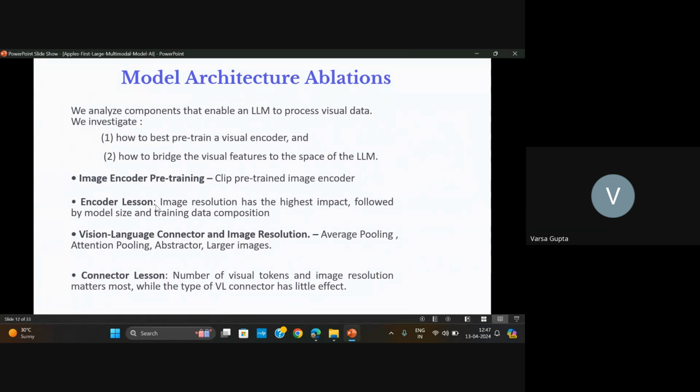And the C abstractor basically acts as a connector between the image and visual text and the language side. Then, in the connector lesson, the number of visual tokens and image resolution matter most, while the type of visual connector has little effect. So this says that visual tokens and image resolution matter most. Whatever the type of vision language connector, it will have little effect.